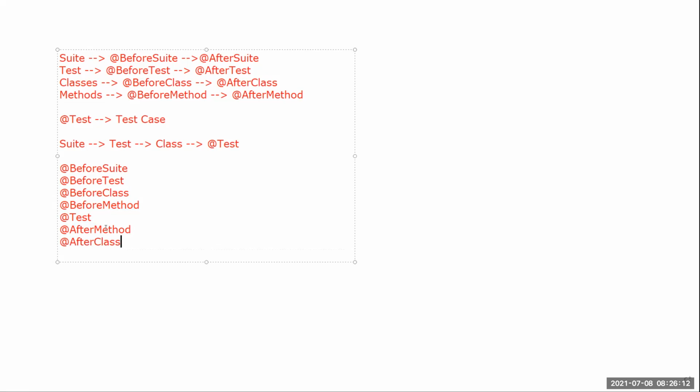After class. Okay. I have dealt with my class. I entered into the class. I executed precondition method, test case, and post condition method. And then I also completed my class. So since I completed my class, I am executing after class annotation. Okay. Now we have completed the class.